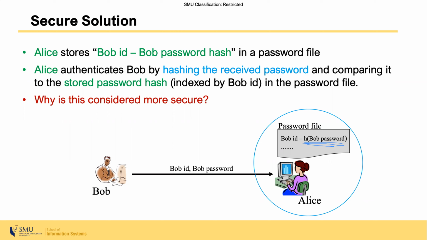That means even if somebody has access to that password file, since the password is not in plain text format, and one of the hash properties is that it cannot be reversed, the one-way property, the attacker could not use that hash information to log in, impersonating Bob. So storing the password information in the password file in a hash format is considered more secure.